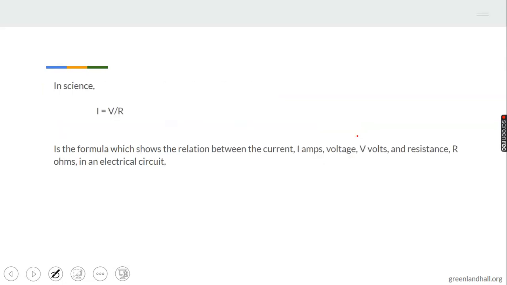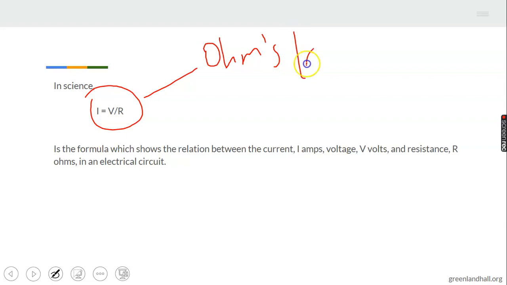Now, let's look at another one, which is still under formulae and substitution. In science, I equals V over R. This is taken from Ohm's law, that is Ohm's law of electricity. I equals V over R, which is the formula to show the relationship between current, voltage, which is in volts, and resistance, which is in ohms, in an electrical circuit.